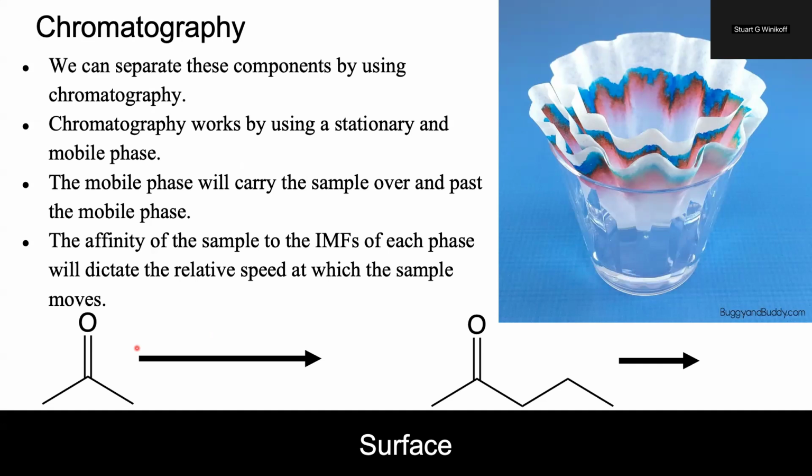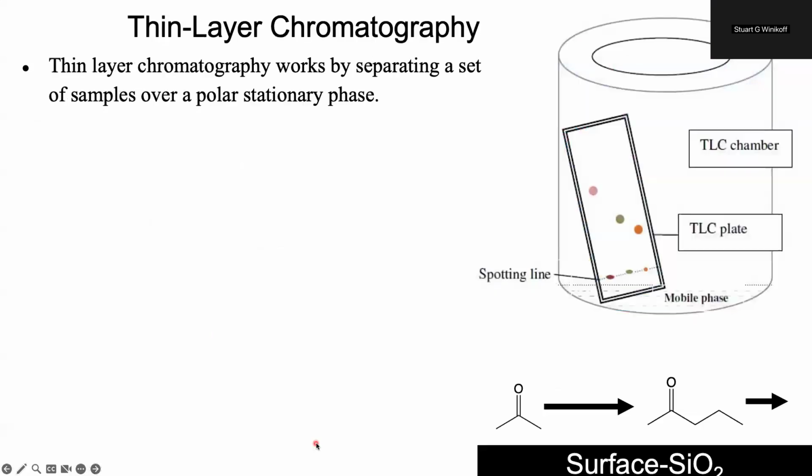Would it rather hang out with that mobile phase, or would it rather hang out with that stationary? And that ratio will change the speed. If you like the mobile phase more, you'll move faster. If you like the surface a little more, you'll move a little bit slower.